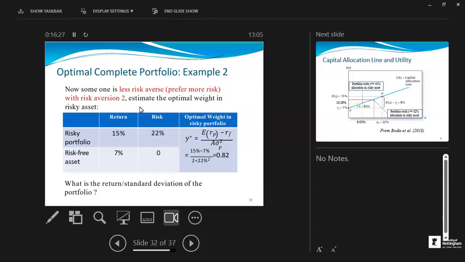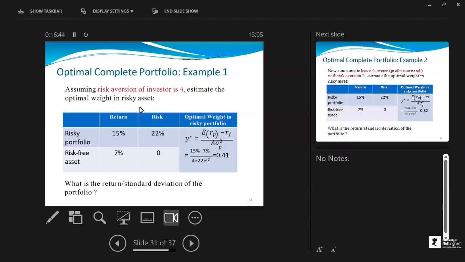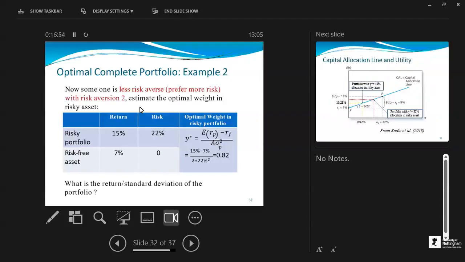So which means if you are less risk averse, or more risk loving, if you have a lower aversion to risk, what are you going to do? You're going to invest more in the risky portfolio, right? So you can see a risk averse individual will only invest 41% in the risky portfolio, but a person who can tolerate more risk with a lower risk aversion will invest 82% in the risky portfolio and the remaining in the risk-free asset.